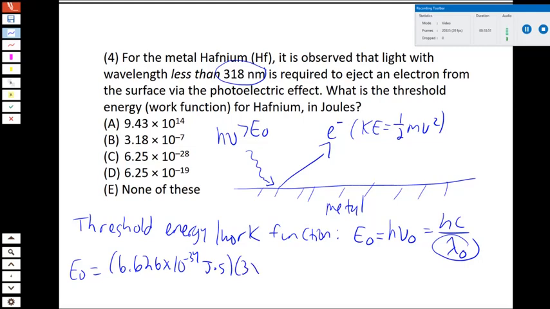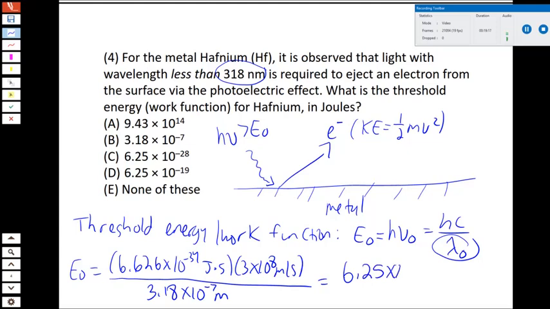So we use the same constants. And again, we have to convert wavelength into meters, so it's 318 nanometers. We divide that by 10 to the 9th, and we get 3.18 times 10 to the minus 7 meters. I'm not going to review that step again, but we have to convert into meters. And so then our answer comes out to 6.25 times 10 to the minus 19 joules. So that would be choice D.